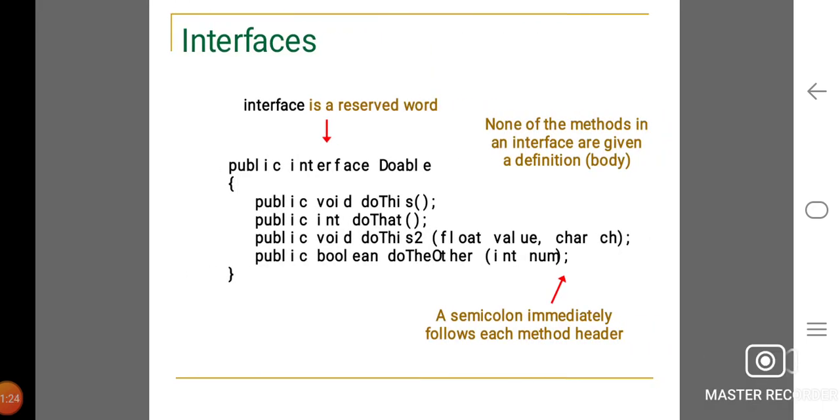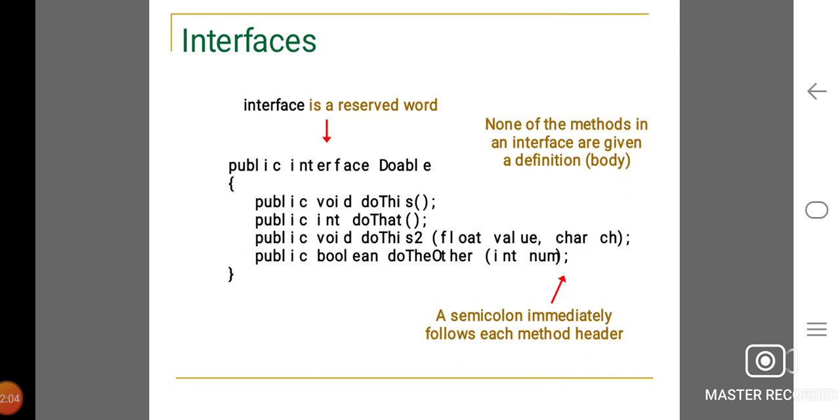So this is the example interface. Here interface is a reserved keyword. So public interface Doable. In between the open and close curly braces, you have public void doThis function, public int doThat function, and public void doThis too. We are passing parameters over here: a float value and a char character data type. Then public boolean doTheOther. The parameter we are passing is only one parameter, a number of integer data type.